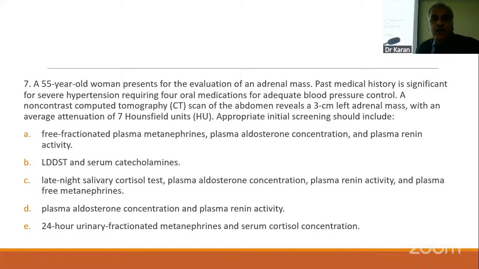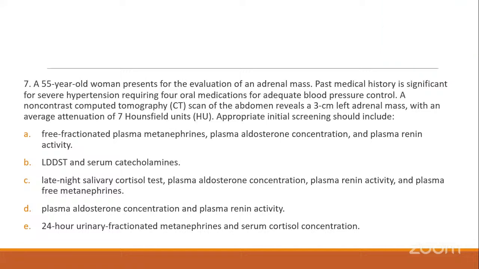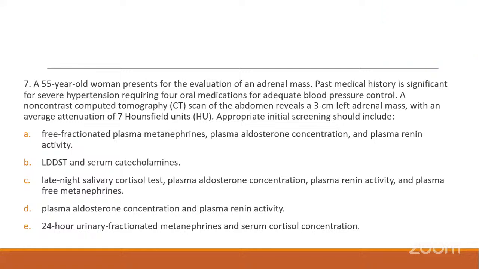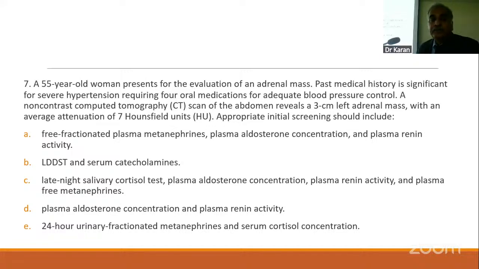A 55-year-old woman presents for the evaluation of an adrenal mass. Past medical history is significant for severe hypertension requiring 4 oral medications for adequate blood pressure control. A non-contrast CT scan of the abdomen reveals a 3 centimeter left adrenal mass with an average of 7 HU. Appropriate initial screening should include: free fractionated plasma metanephrines, plasma aldosterone concentration, DST, and serum catecholamines.